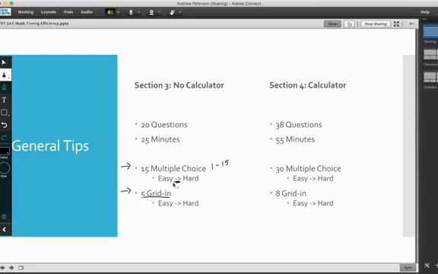And the reason we want to do this is that this easy to hard pattern occurs twice over the course of this single no calculator section. And that's really important because immediately after this really hard question at the end, question 15, we jump right into this very easy question that we get for a grid-in. And it's important to understand this both for timing and for efficiency and maximizing score.